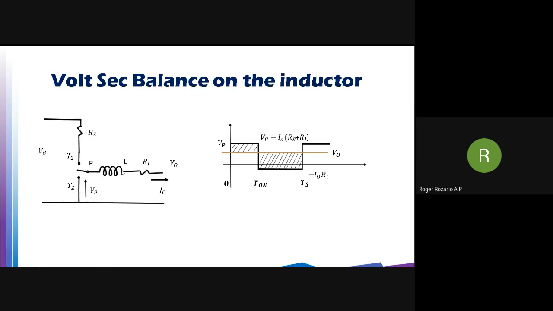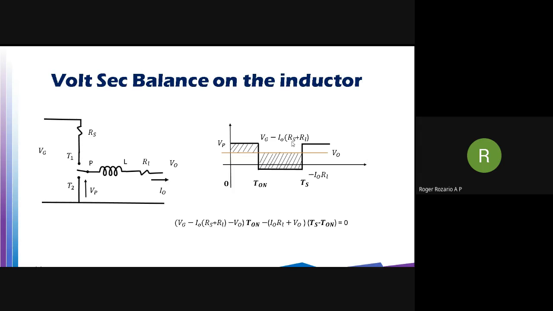What is the voltage across this inductor? The voltage at the left-hand side is Vp. The voltage at the right-hand side is minus I naught into Rs plus RL. So when you subtract, you get the voltage across the inductor during the on time. It is Vg minus I naught into Rs plus RL.